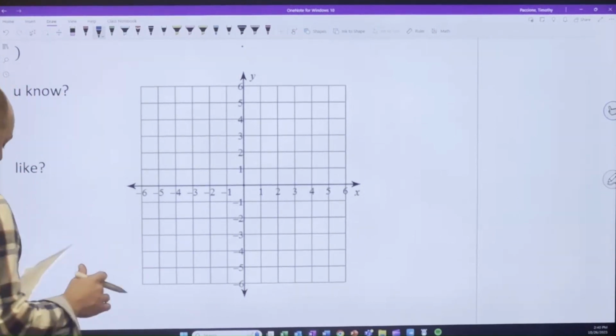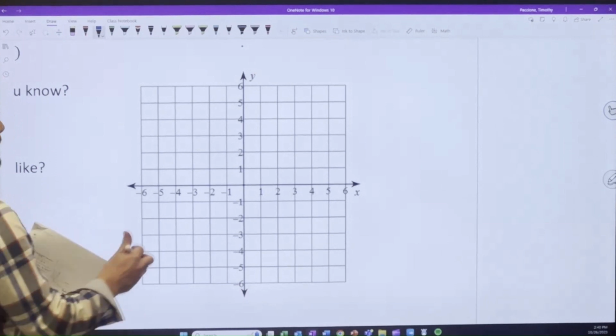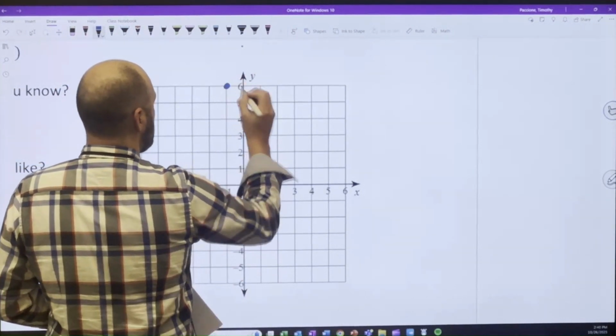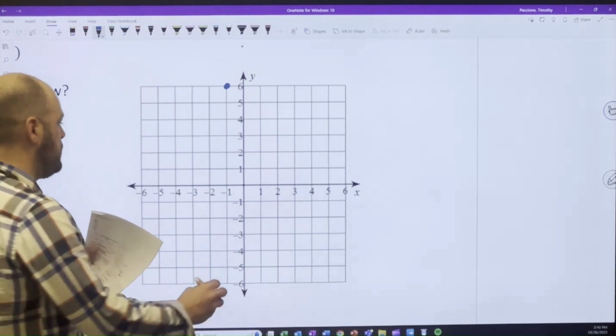All right? Our next point was -1, 6. We had -2, 0.